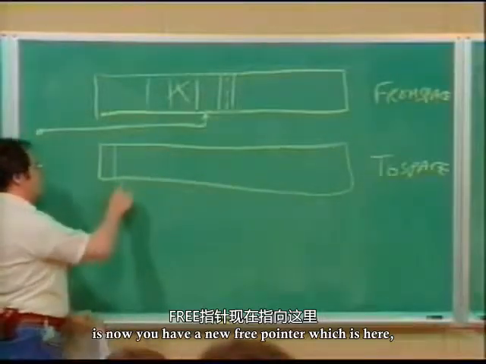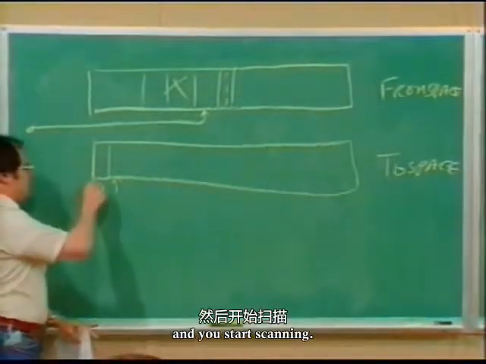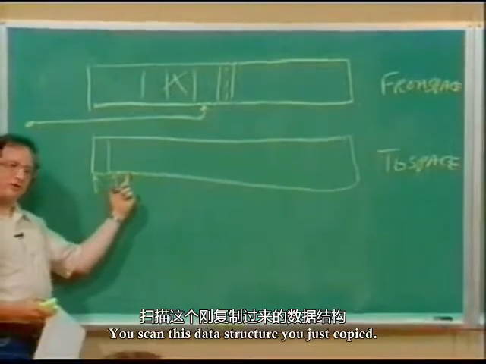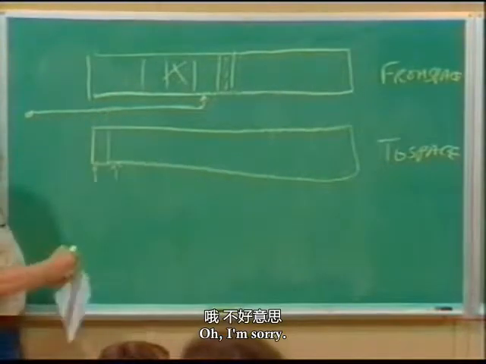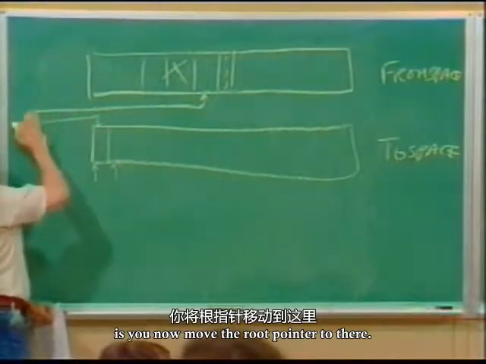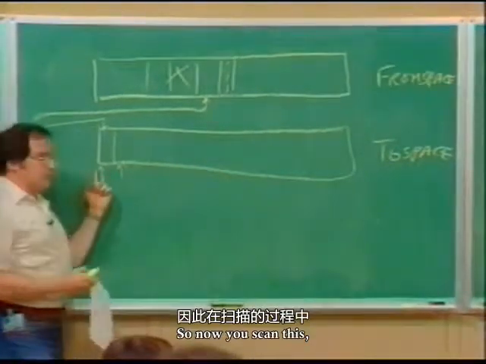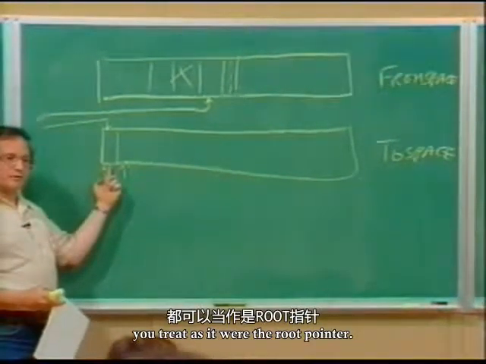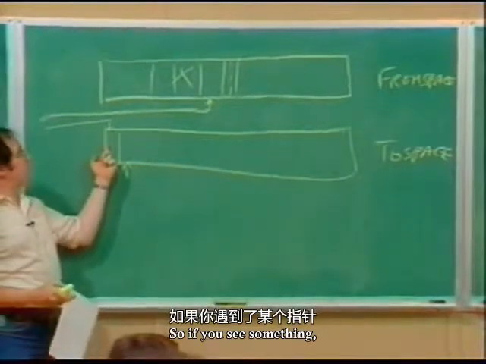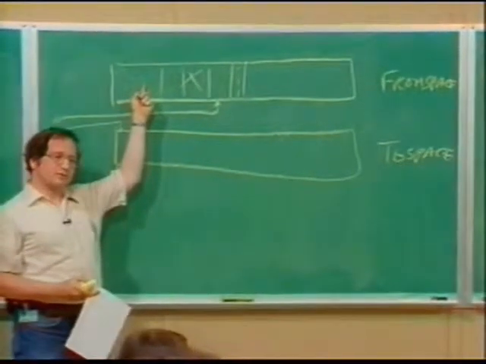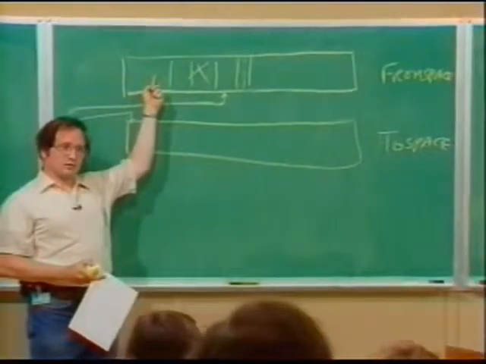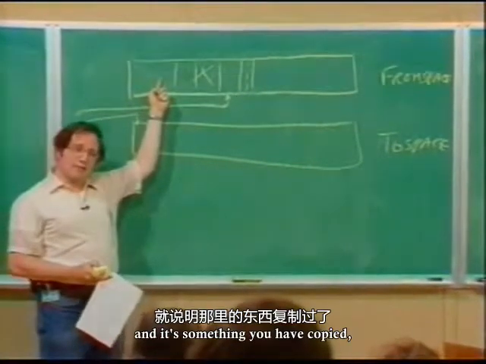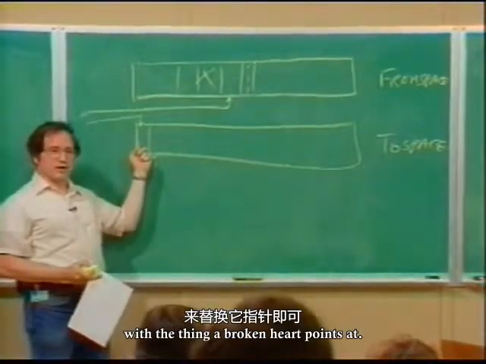But in any case, the next thing you do is now you have a new free pointer, which is here, and you start scanning. You scan this data structure you just copied. And every time you encounter a pointer in it, you treat it as if it was the root pointer. Oh, I'm sorry. The other thing you do is you now move the root pointer to there. So now you scan this, and everything you see, you treat as if it were the root pointer. So if you see something that points up into there somewhere, is it pointing at a thing which you've not copied yet? Is there a broken heart there? If there's a broken heart there and it's something you have copied, you just replace this pointer with the thing the broken heart points at.